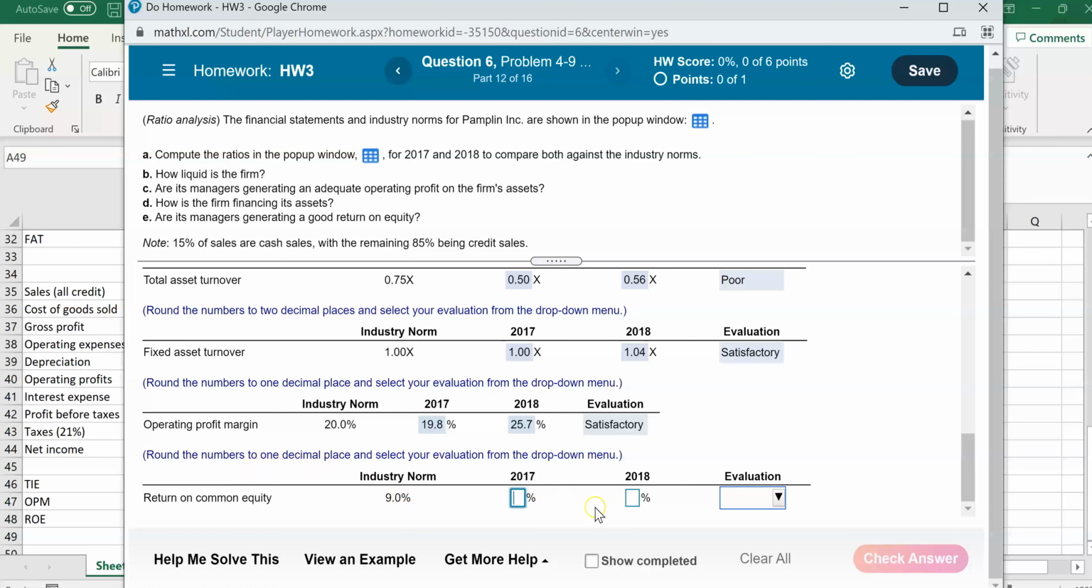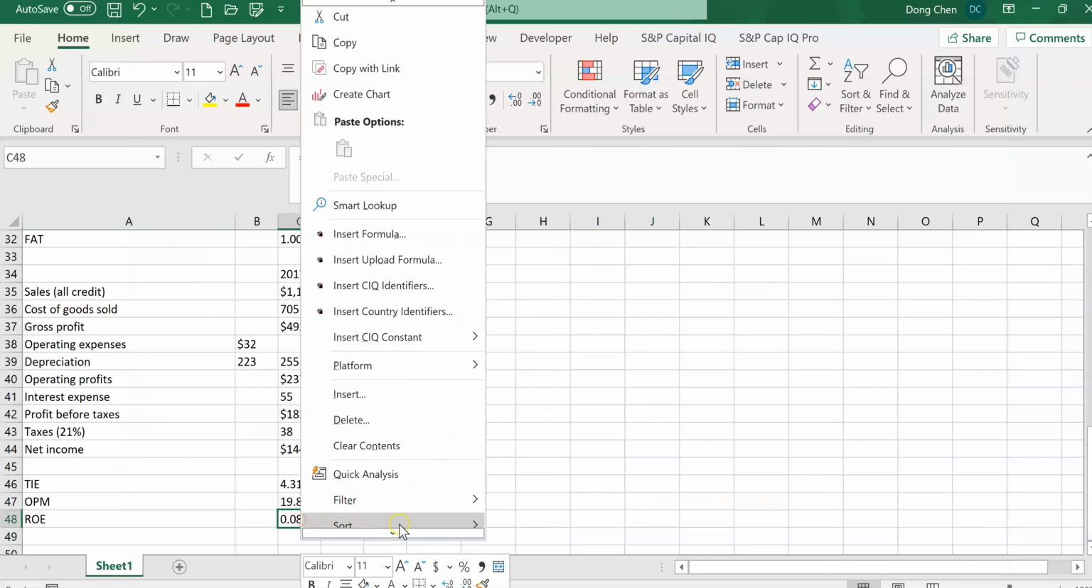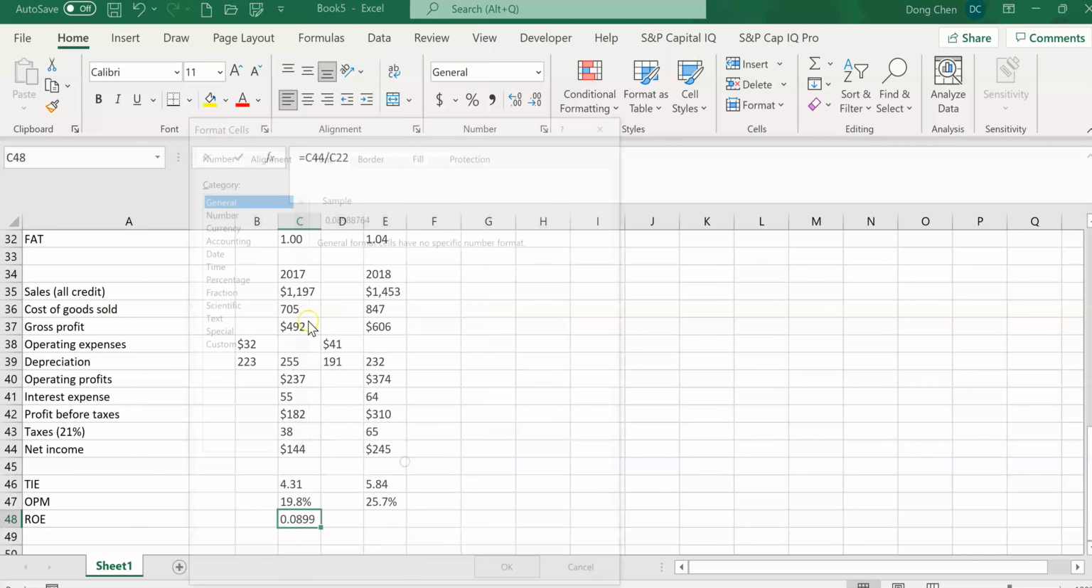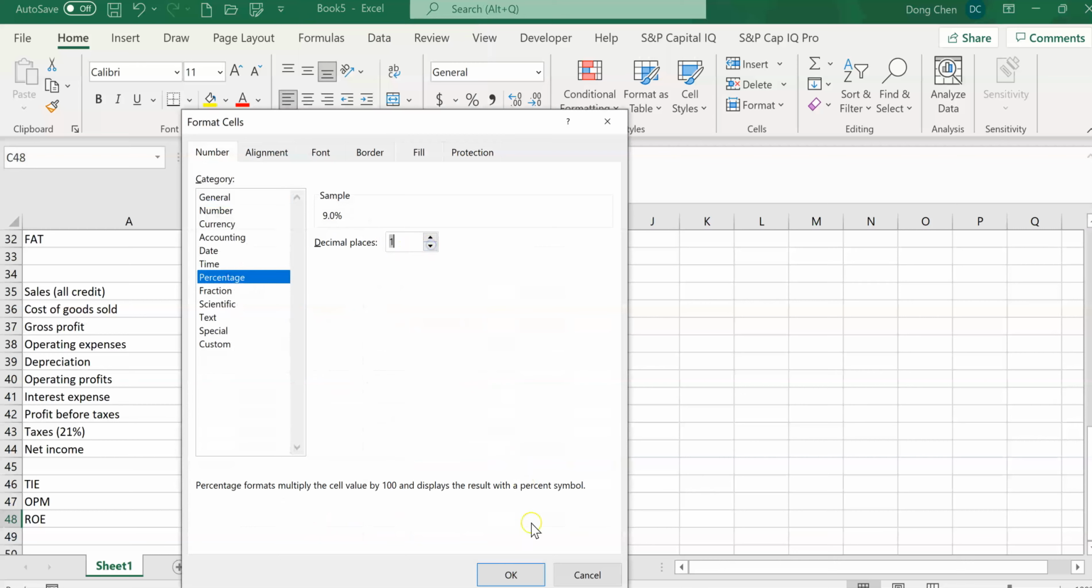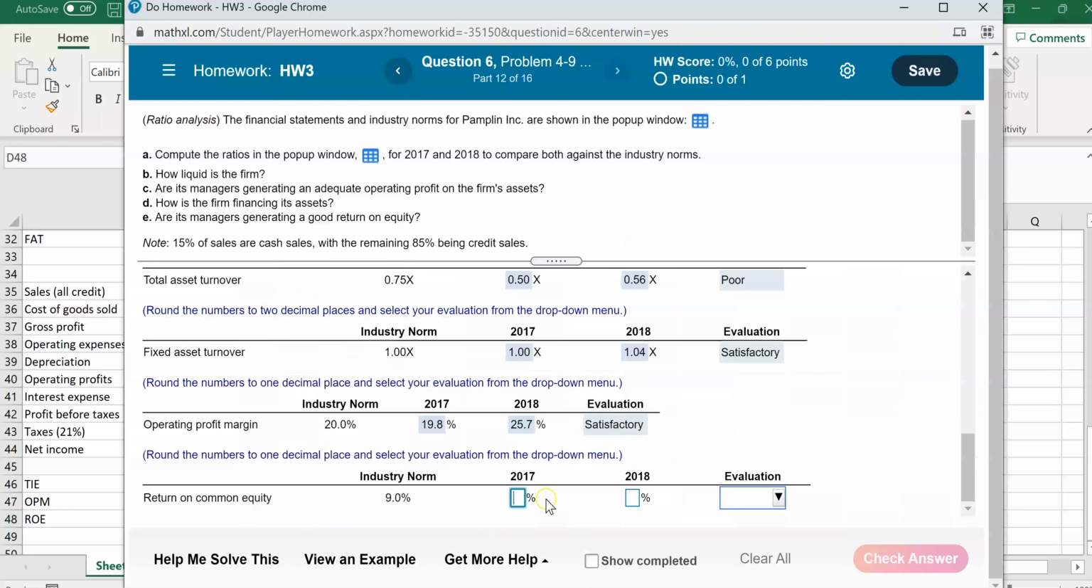Again, this is in percentage. Format the cell here, use the percentage format and just keep one decimal place. Then drag the cell to the other year and manually type this to be 9.0. The other year is 14.4. So 2017 is the same as the industry norm, but 2018 is much higher than the industry norm. So we can see this is satisfactory.